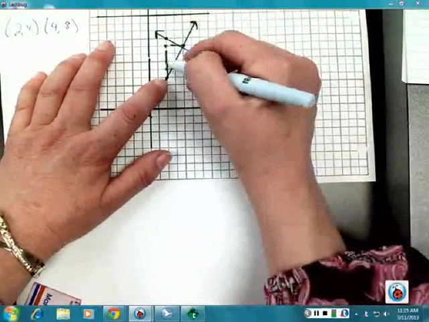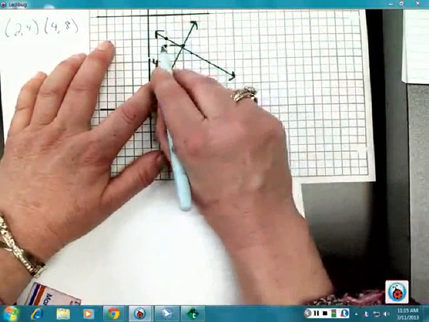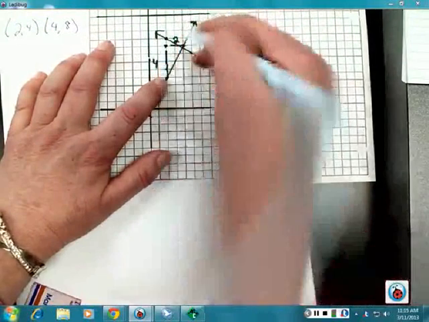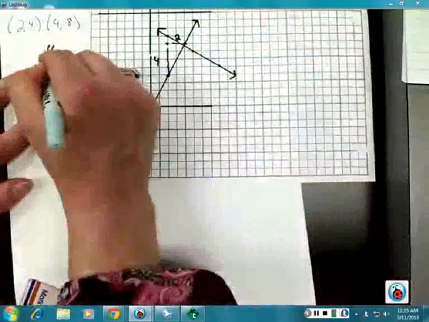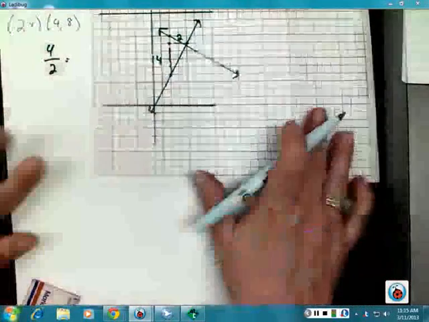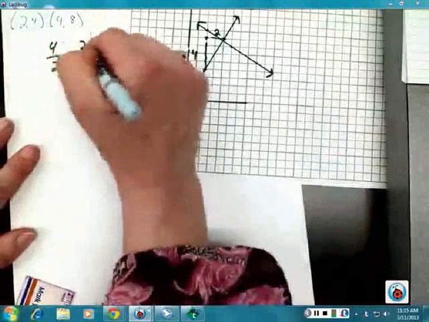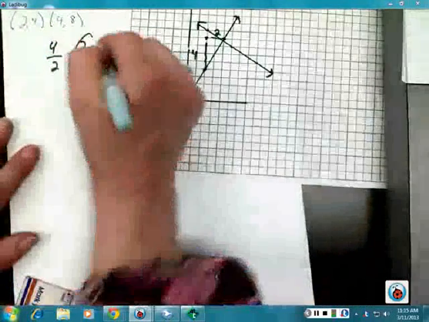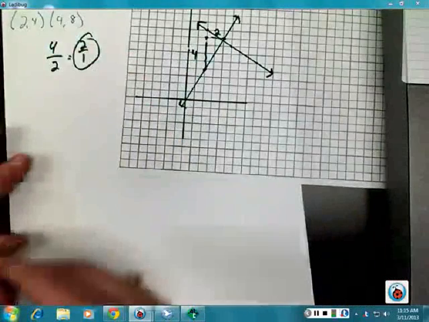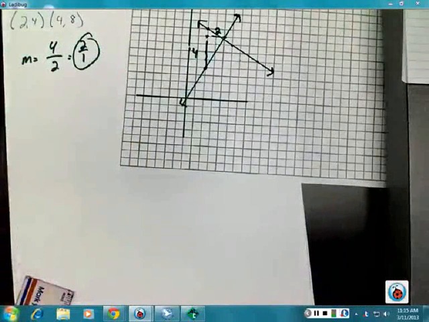So I went 1, 2, 3, 4 spaces up. And how many did I count over? 1, 2. So my rise was 4. My run was 2. So what's my slope? Well, if I reduce it, 2 goes into 4 twice. 2 goes into 2 once. My slope is 2 over 1, or just plain 2. So if I plot points, I can find my slope.